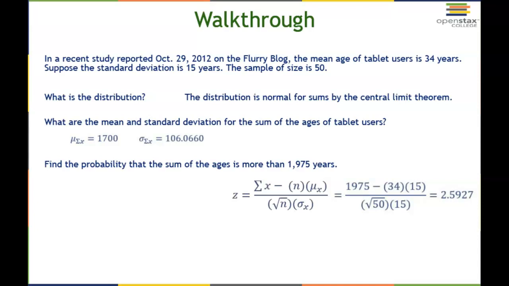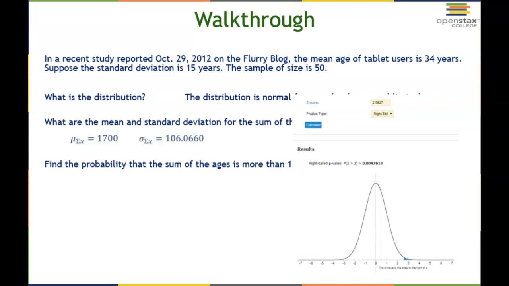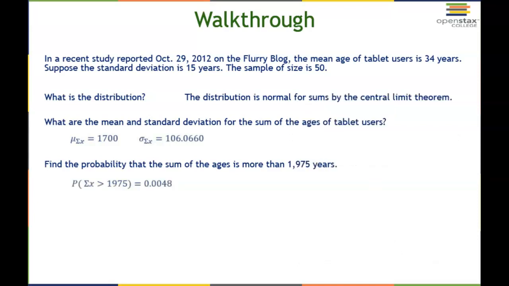We're going to go back to that website, plug it in to find our probability. We do need to know that we're looking for more than 1,975 years, so that means it is a right-tailed test. We have to make sure which test we're doing, either left-tailed or right-tailed. Making sure it's on right-tailed, we get the probability that the sum of x is greater than 1975 is 0.0048.